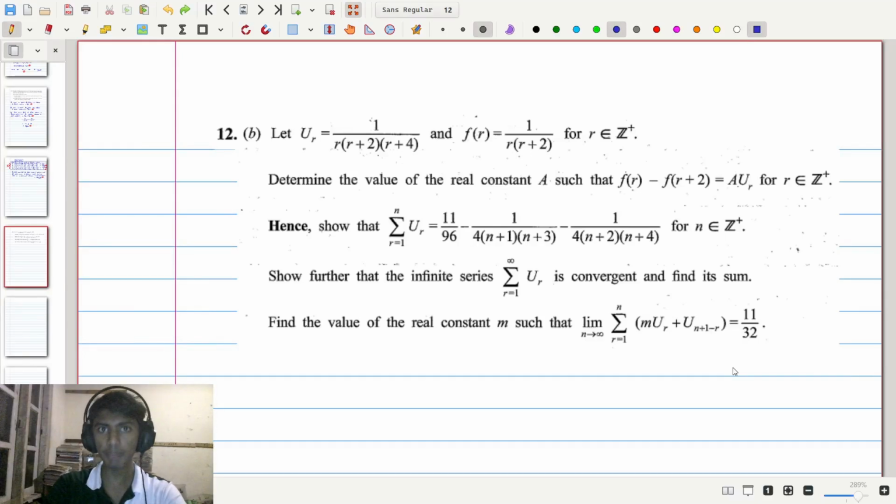2024 A-Level Combined Mathematics Paper 1, Part B, question number 12, Part B. Part A of the same question was discussed in a previous video, link in the top right. Part B of this question has to do with the sums of finite and infinite series.